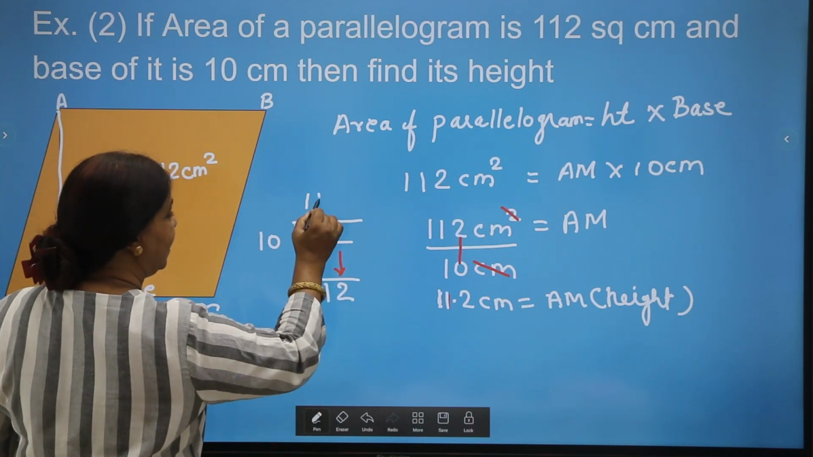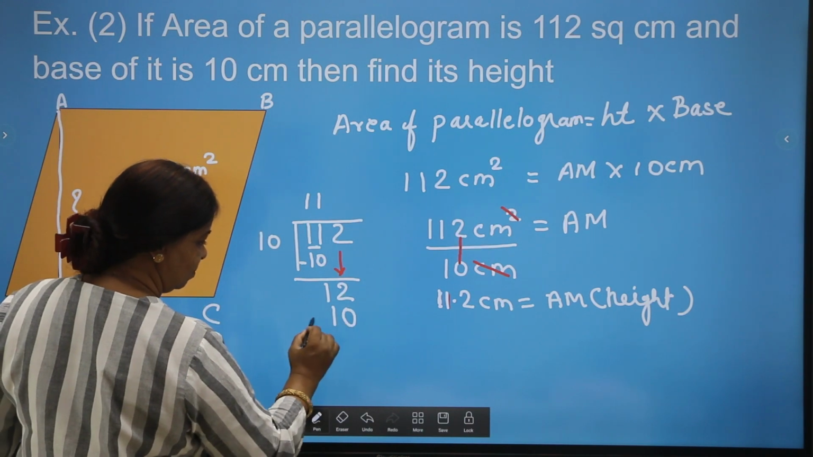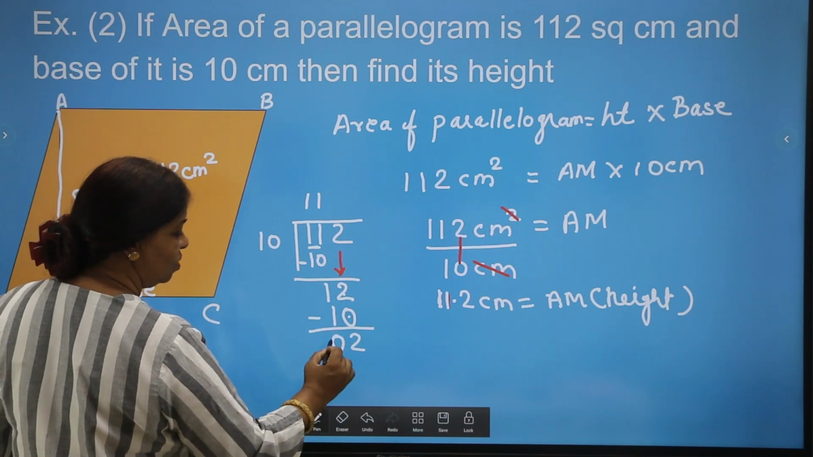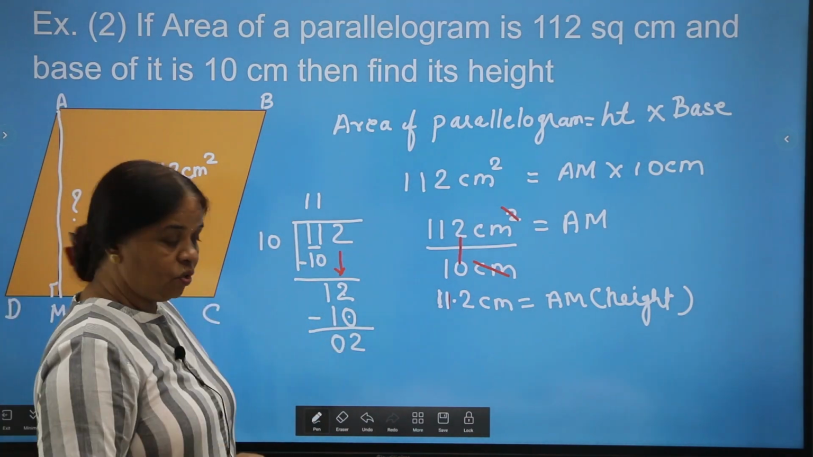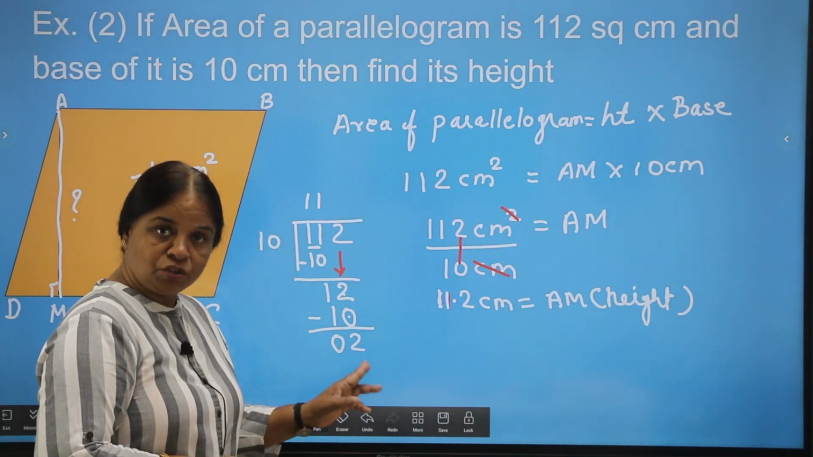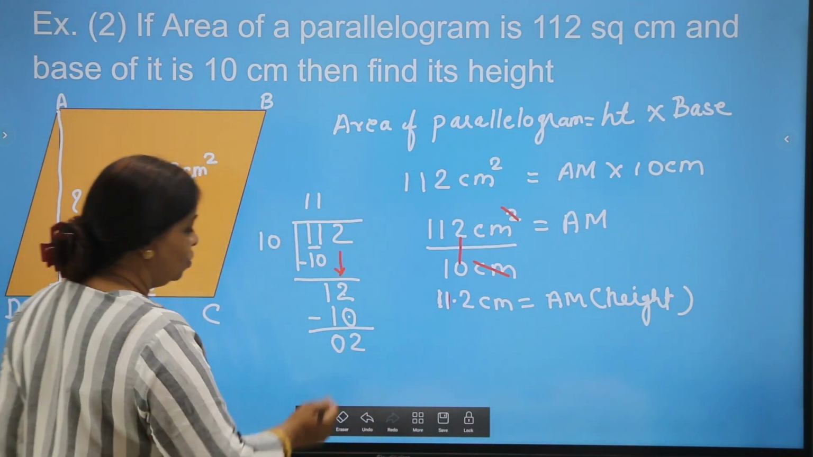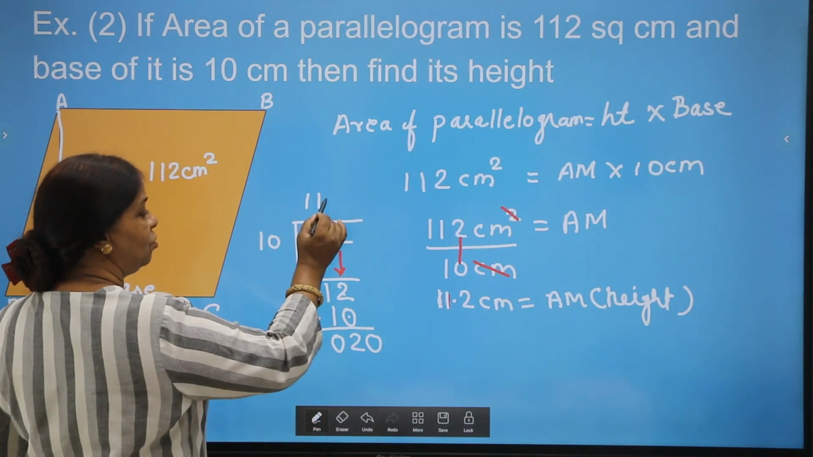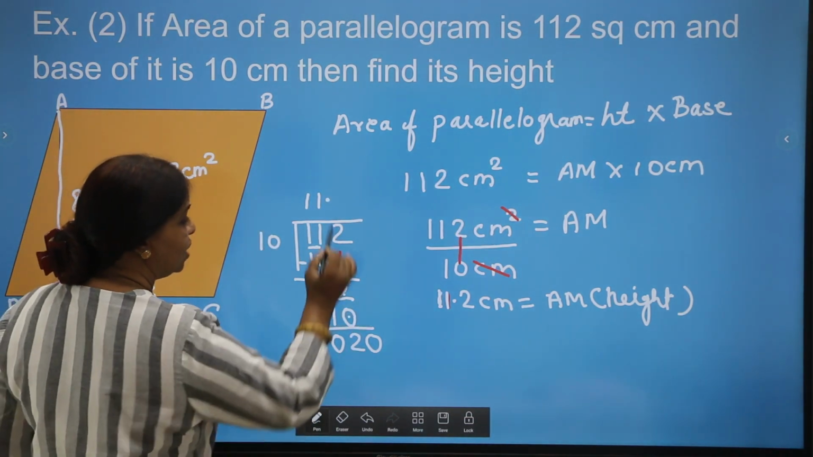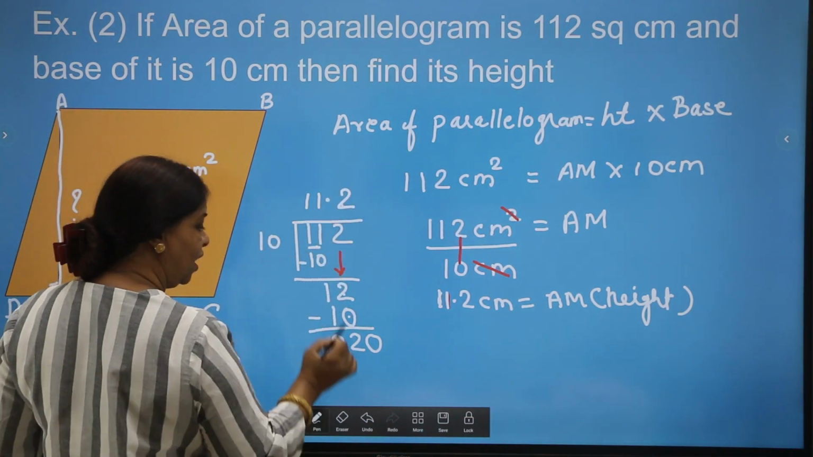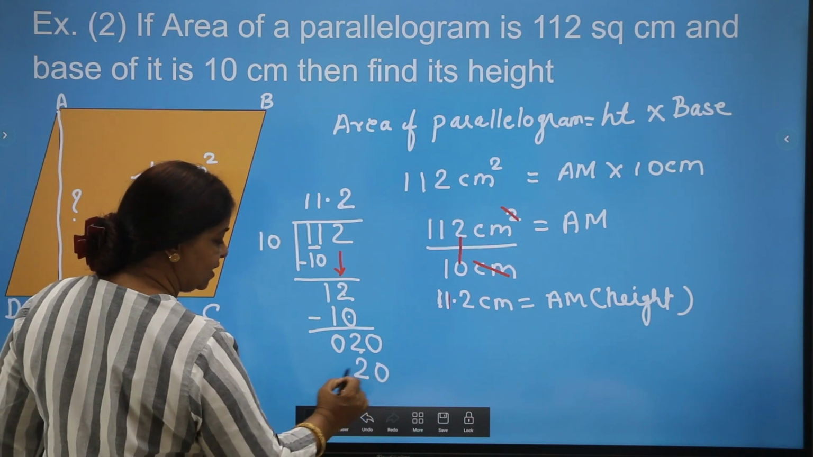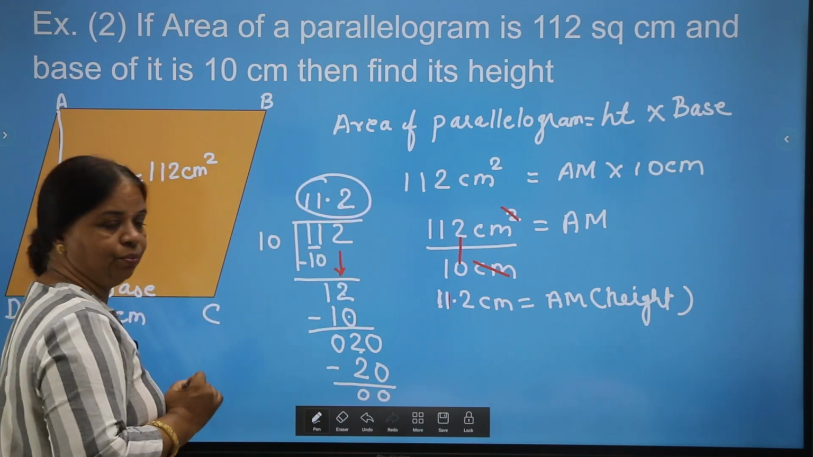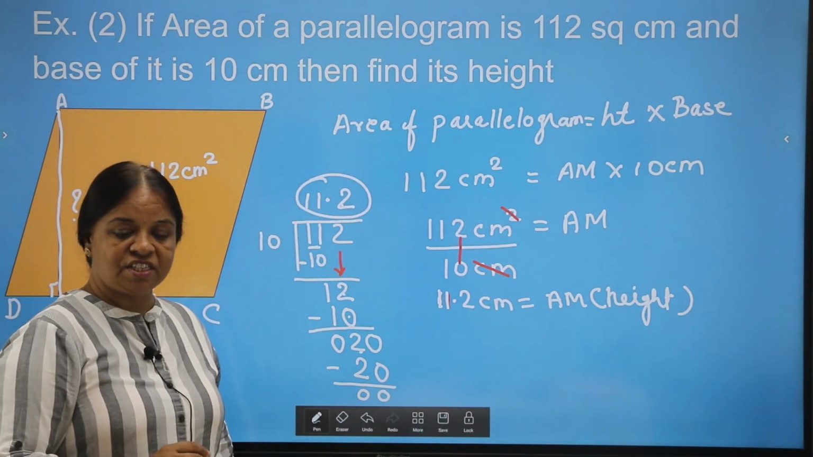Again 10 ones are 10. Minus 2 minus 0 will be 2. 1 minus 1 will be 0. Again number is left here 2. 2 is very much less than 10. So I can increase here 0. And when I increase 0 here, I have to write here decimal. 10 twos are 20. So write here 20. Subtract it, 0, 0. So your answer is 11.2. Let's move for the next question, children.